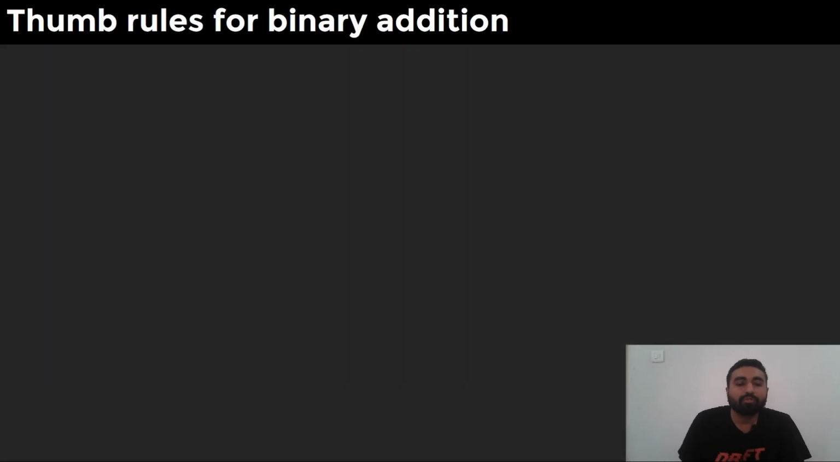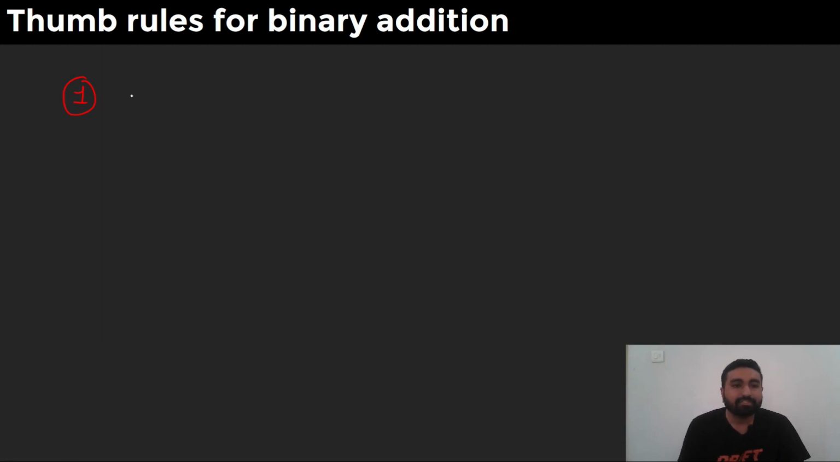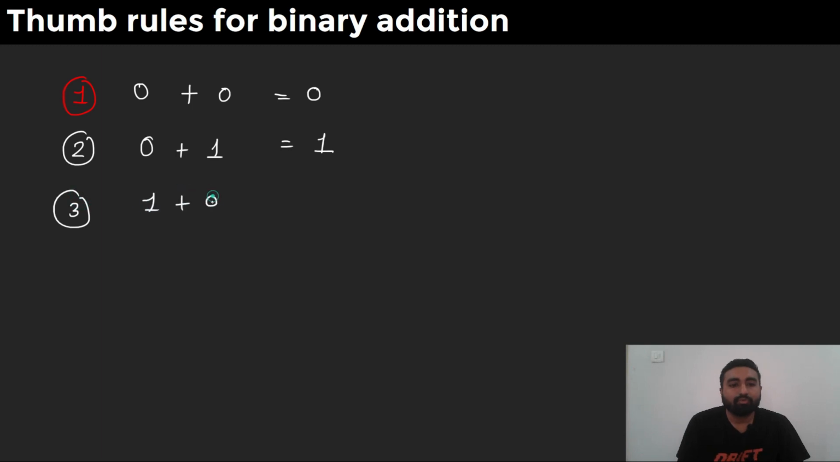So today we are going to see binary addition, and there are some thumb rules that you need to follow to do the binary addition. So the first thumb rule is simple: 0 plus 0 will become 0. Second thumb rule, 0 plus 1 will become 1. Third, 1 plus 0 will also become 1. And the fourth thumb rule, that is 1 plus 1.